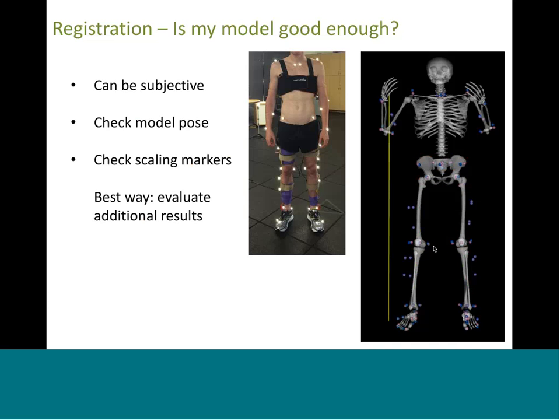The best way to evaluate your scaled model, though, is to evaluate additional results. If later on in the simulation pipeline, you notice that your inverse kinematics results or inverse dynamics results or even computed muscle control results don't look right and nothing seems to be helping, it's likely an issue with your scaled model. Ideally, you'll have set up a pipeline to quickly generate new results after adjusting your model so that having to correct your model doesn't completely interrupt your progress.